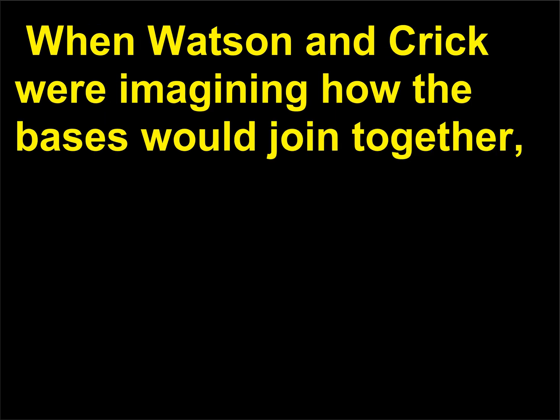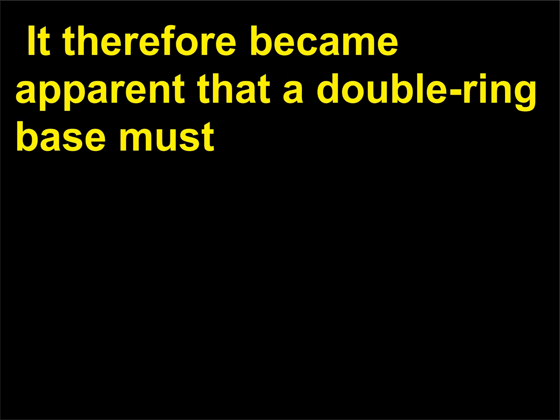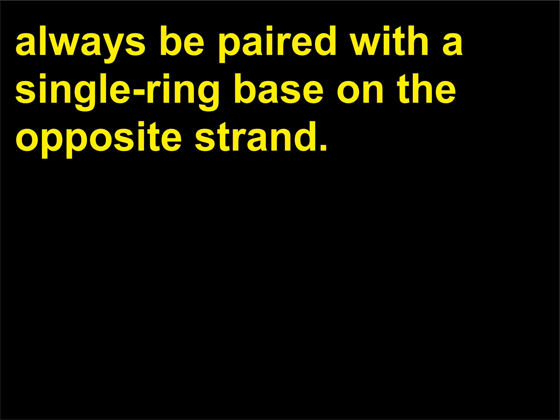When Watson and Crick were imagining how the bases would join together, they knew that the pairing had to be such that there was always a uniform diameter for the molecule. It therefore became apparent that a double ring base must always be paired with a single ring base on the opposite strand.